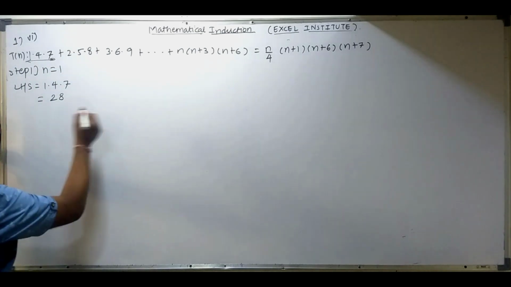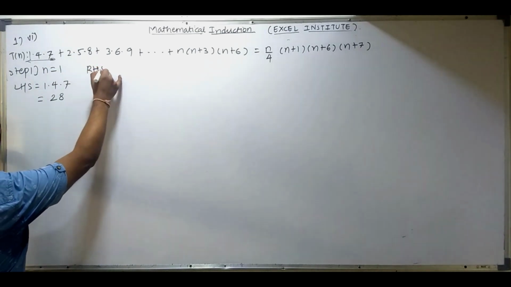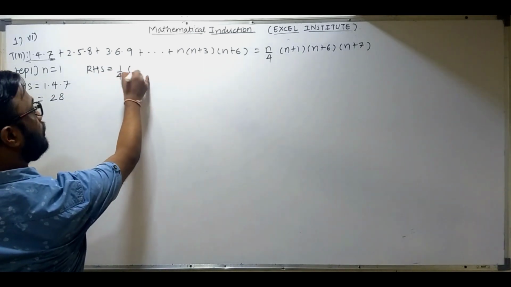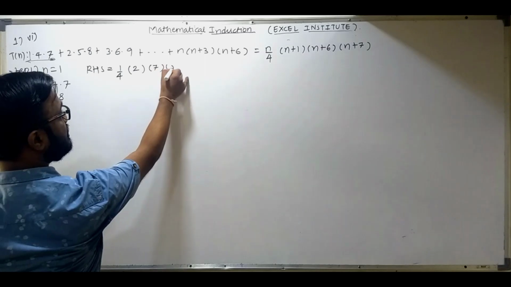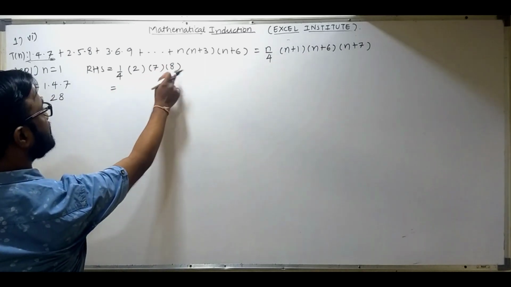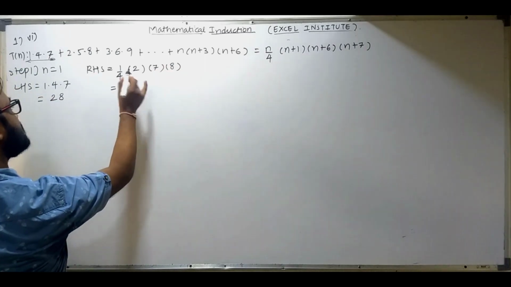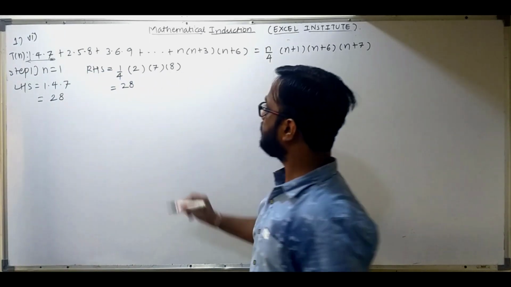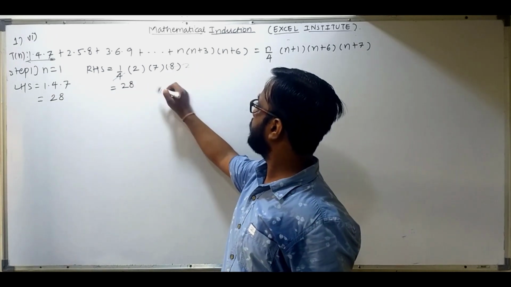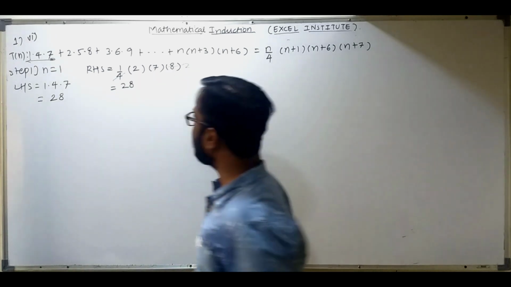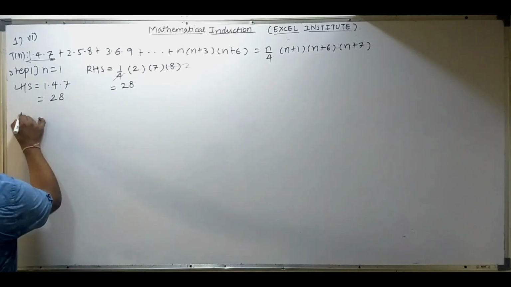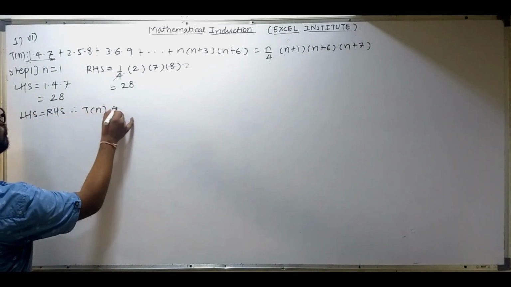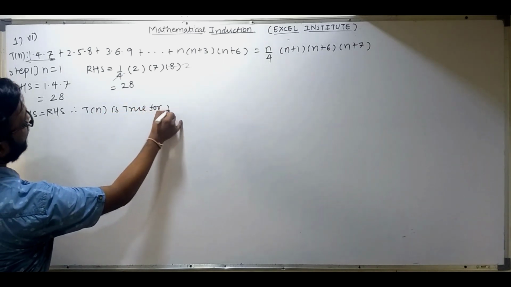What about the RHS, beta? The RHS is 1 by 4 into 2 into 7 into 8. So that is how much? 56 by 2, this is 28 only. Okay. So LHS equal to RHS, and therefore T of n is true for n equal to 1.